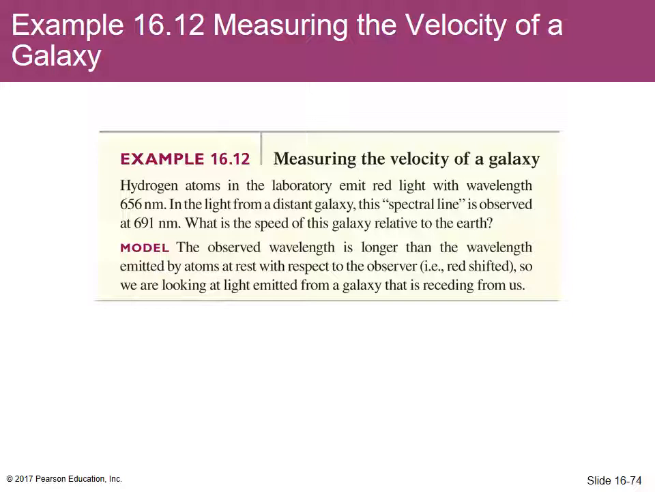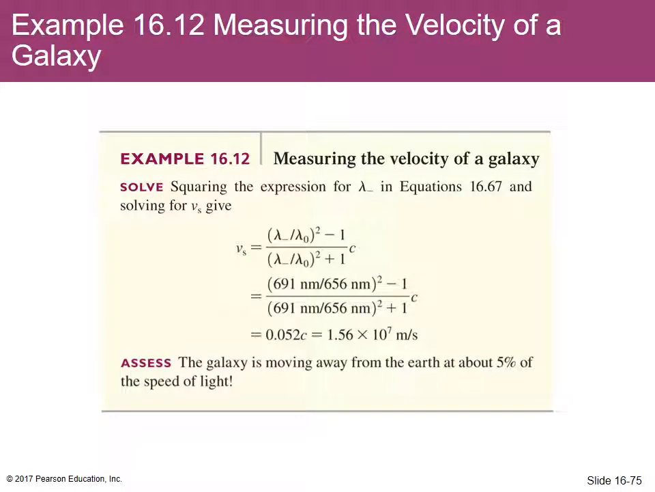Since this is light, we use the Doppler formula for a receding source. Since the rest wavelength and the observed wavelength are known, the missing component is the recessional velocity, which is 15.6 million meters per second.